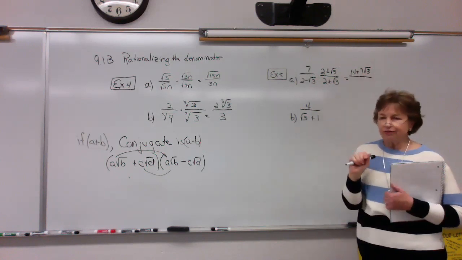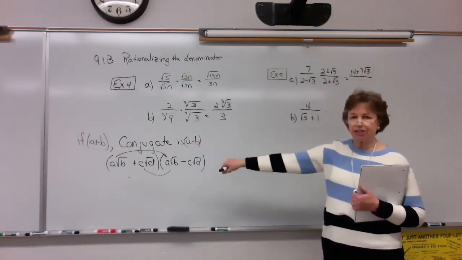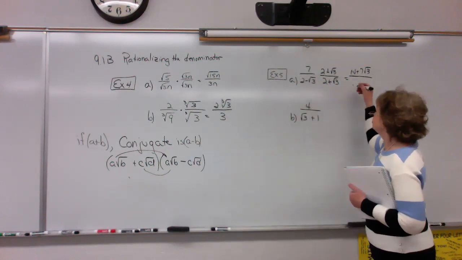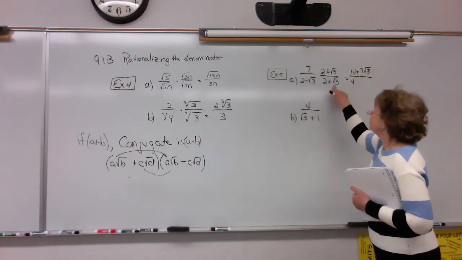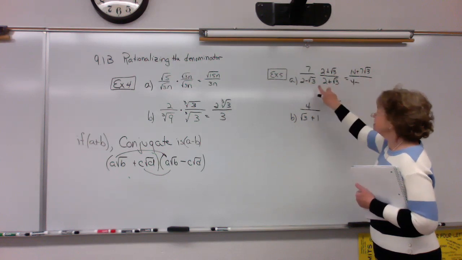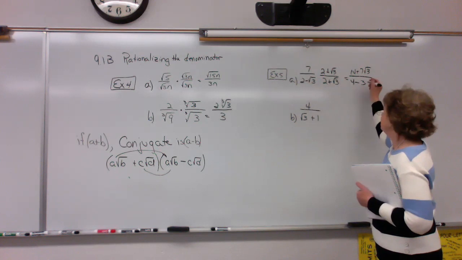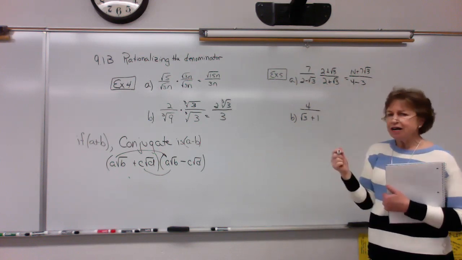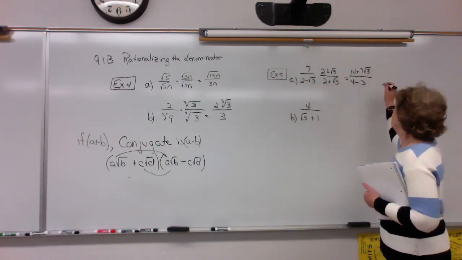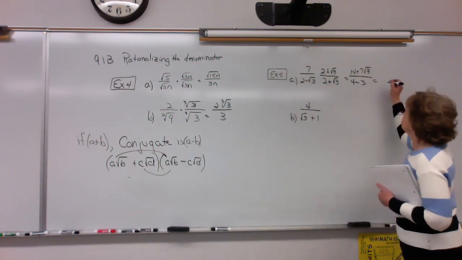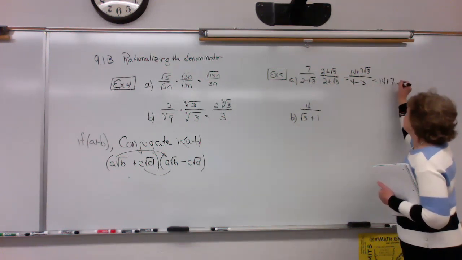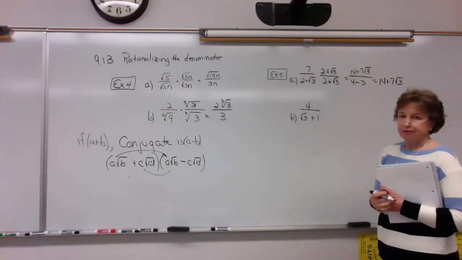I do not have to FOIL these if you remember the pattern that we just talked about. I'm squaring that first term, so that's 4. I'm squaring the second term, it's always going to be minus, so the square root of 3 squared is just going to be 3. Middle term, we know because of the pattern, it's not going to be there. And so when I finish, 4 minus 3 is 1. I'm just going to have 14 plus 7 root 3.